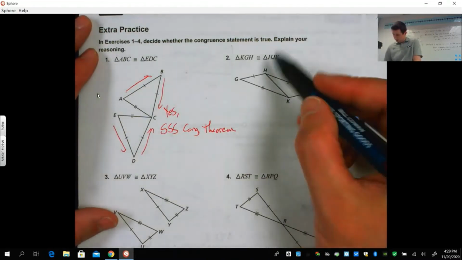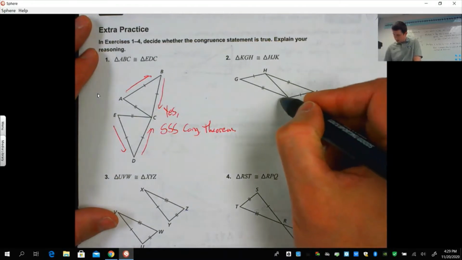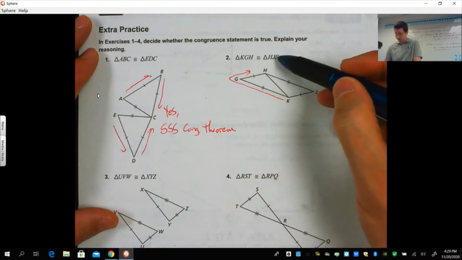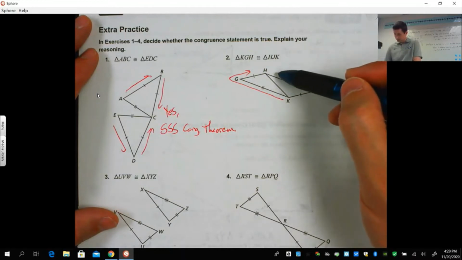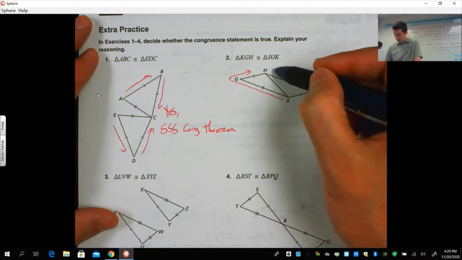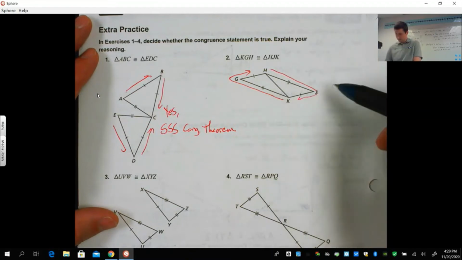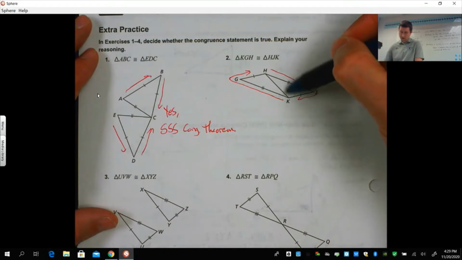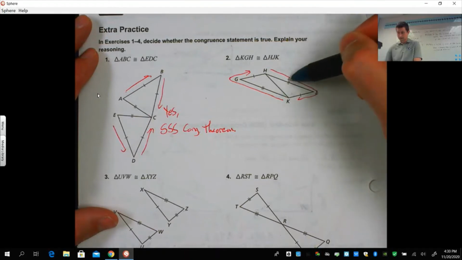Here is number 2, KGH. They're asking, is that congruent to HJK? That appears to be going in the same direction as well. You see this line right here is shared. So we can assume that is the third side, and that is congruent to each of them. So we have one side there, two sides there, third side there.